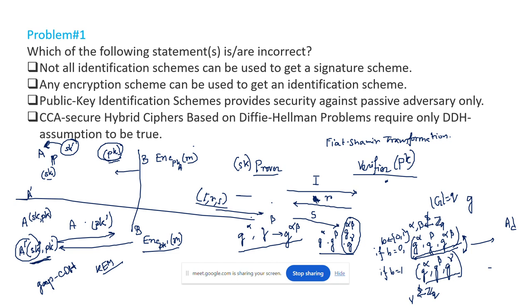And with the help of a CCA secure KEM, we are able to get a CCA secure hybrid cipher. So I said too many things. To summarize, for this particular question, it is saying that CCA secure hybrid ciphers based on Diffie-Hellman problems require only the DDH assumption to be true. The answer is that it requires the gap CDH assumption to be true. The DDH assumption is a stronger assumption. It does not require the DDH assumption to hold true. Even if the DDH assumption does not hold, the gap CDH assumption is enough to get a CCA secure hybrid cipher.